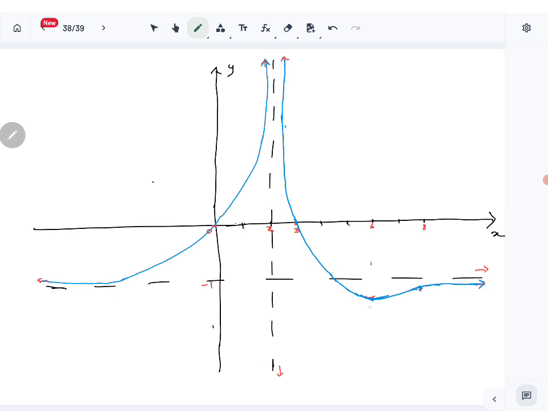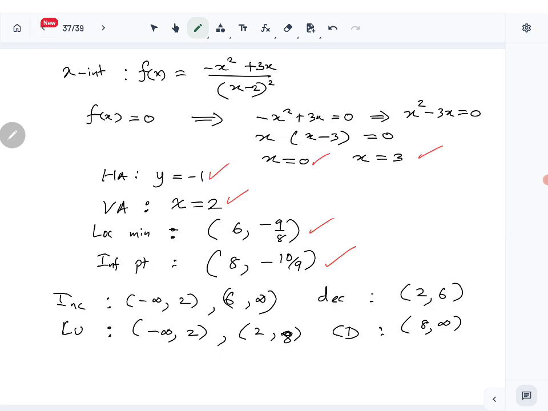So this point is what? This is 6 comma minus 9 over 8, a local minimum point, and this point also marks an inflection point, 8 comma minus 10 over 9. Right, everything is marked. Erase these arrows. So this is our vertical asymptote, and this is the horizontal asymptote, right? So that's the curve that we were supposed to draw, right? So that part is done.